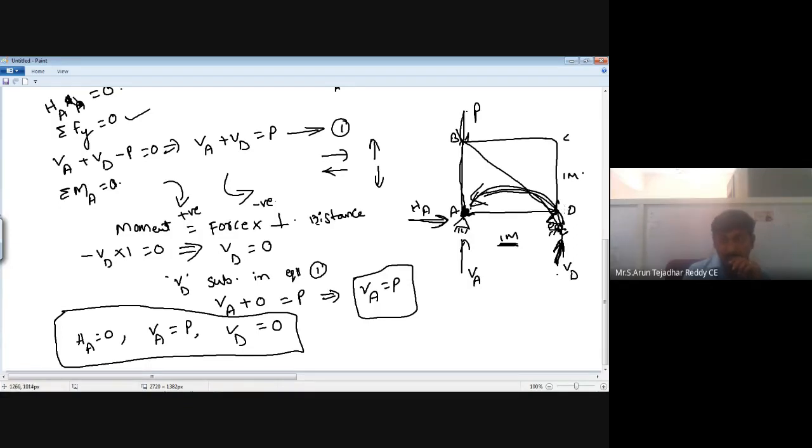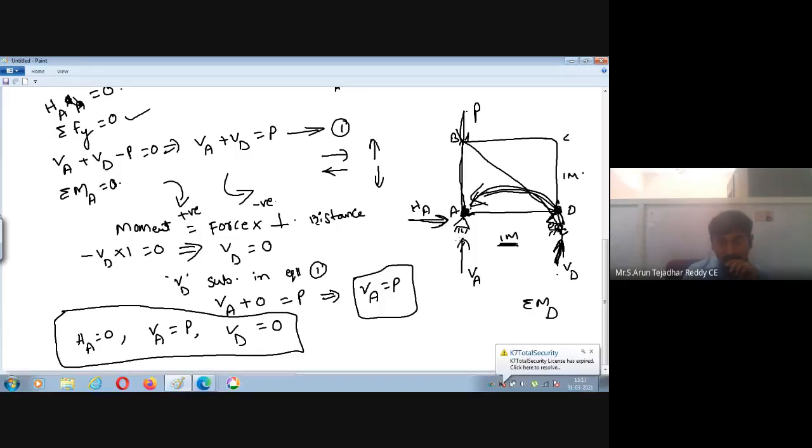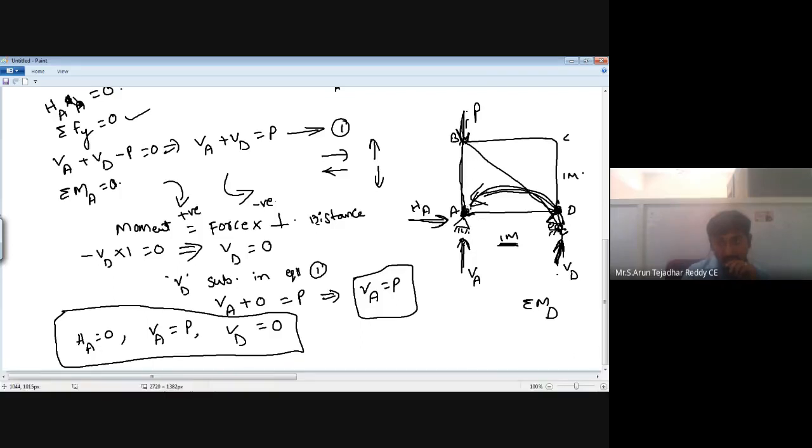Suppose D as a reference point. One more example: sigma M D. It means D as a reference point, and whatever forces pass through D, that all is zero, except VA and P. We need to calculate these two values, with D as a reference point.